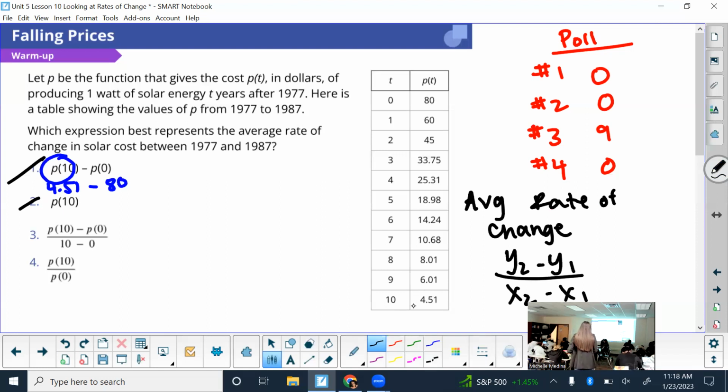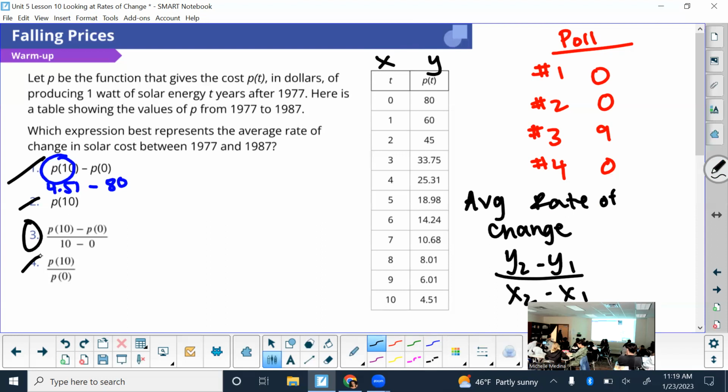3, what does that look like to you? Does it look like the formula that we wrote down? Yeah, so it probably is. If you look at it more closely, it is my change in y's, because remember, outputs are also your y's, divided by my change in x's, which time is usually my x anyway, so that makes perfect sense. Yes, 3 is the answer. 4 doesn't make any sense, because that's a y divided by a y.